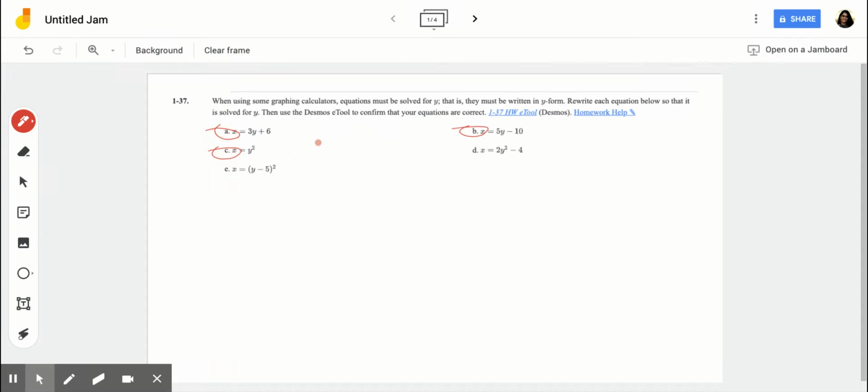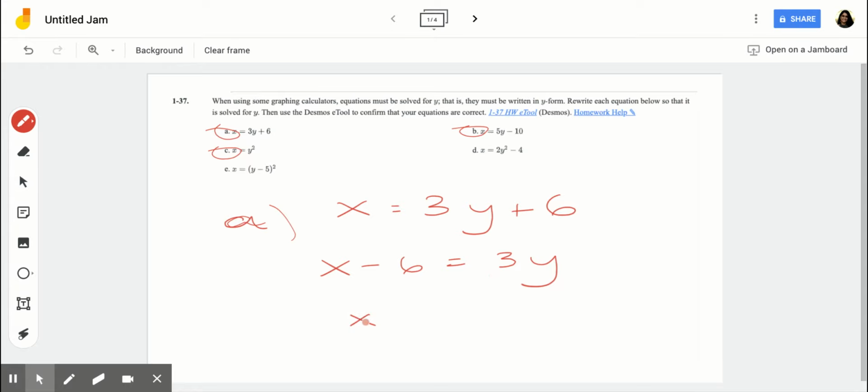So I'm actually going to do example A for you. In example A, if we take the equation x equals 3y plus 6, Desmos does allow you to type it in like this. However, a normal graphing calculator would not. You'd have to get y by itself, y equals mx plus b form. So I'm going to move 6 to the other side by subtracting 6, and then I'm going to divide the entire thing by 3.